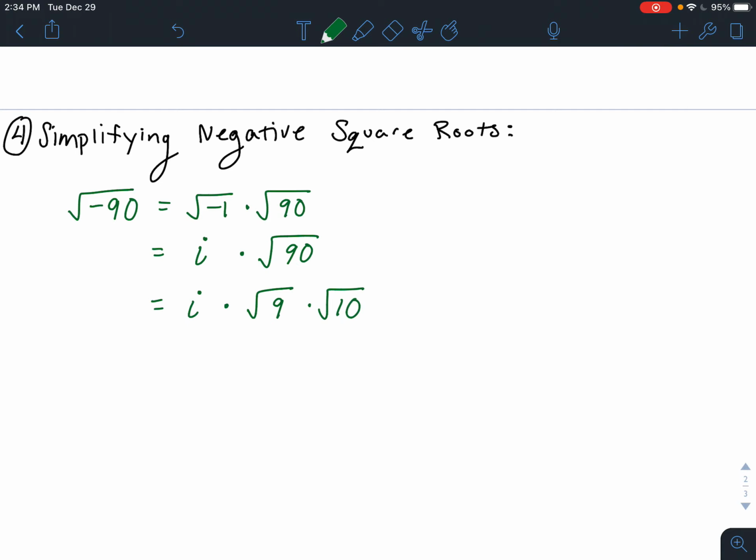They're both still under square roots because I have not taken a square root yet. And then if I take my square roots, the square root of 9 is 3. And then the square root of 10 is irrational. It's not a perfect square, so I'm just going to leave that alone. And then I'm just going to put my answers together. So i times 3, I'm going to rewrite as 3i, and then tack on the square root of 10 so you don't lose it.